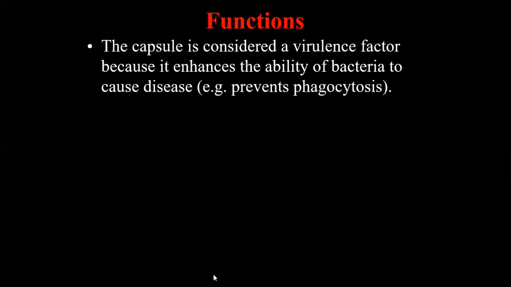So what are the functions of the capsule? The capsule is considered a virulence factor because it enhances the ability of bacteria to cause disease by preventing phagocytosis. When a bacterium gets into the body, the first thing is there is an interrogation by the cell defensive mechanisms, such as the macrophages, the T cells, and other defensive mechanisms. We have the white blood cells, and we also have the interferons that normally prevent disease infection.